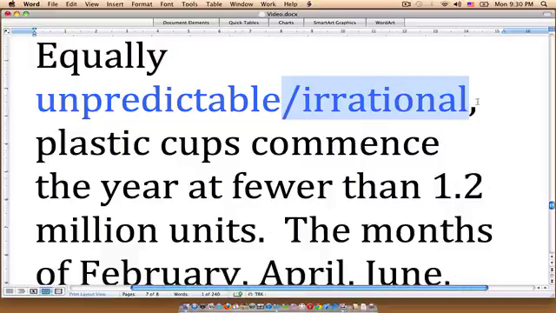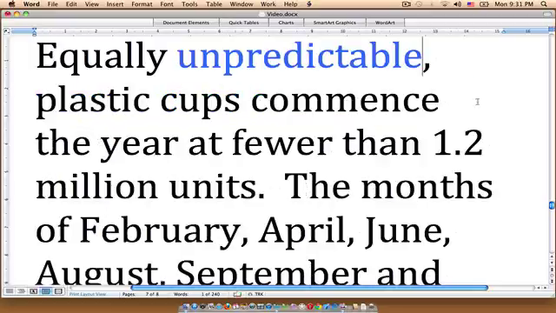They go up and they go down, and they go up and they go down, and we would not want to use the word irrational. Irrational is a word that means illogical, and that's not accurate. The figures that we see in the graph are not illogical. I mean, maybe they're perfectly logical to this company, but we don't know that. We don't know whether they are or they aren't. So we wouldn't say they're illogical. We would have to say they're perhaps unpredictable to us as viewers of the graph. So equally unpredictable, plastic cups commence the year at fewer than 1.2 million units.